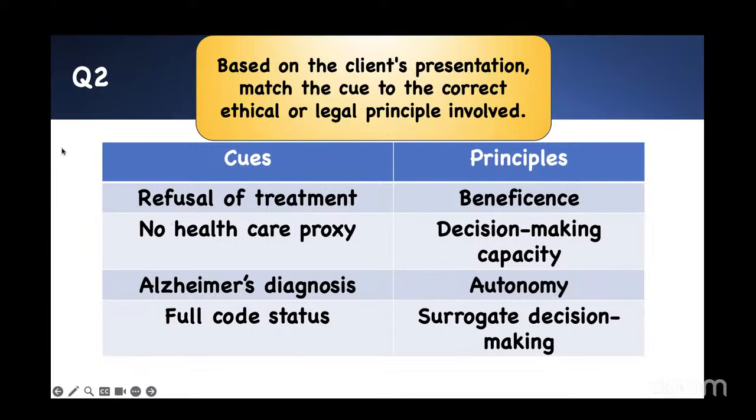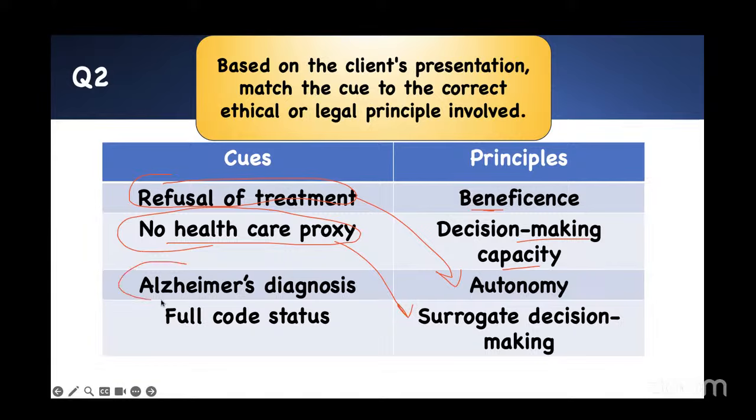If I have a refusal of treatment, what is the patient doing? I don't think it's beneficence, right? You are not doing good or harm to the patient. It has nothing to do with decision-making. What do you think? This is autonomy. The patient is demonstrating, telling you, I can make my own decision, so I can leave. The lack of what? No healthcare proxy. Yes, that makes surrogate decision-making very difficult. There's no surrogate to make a decision, right?